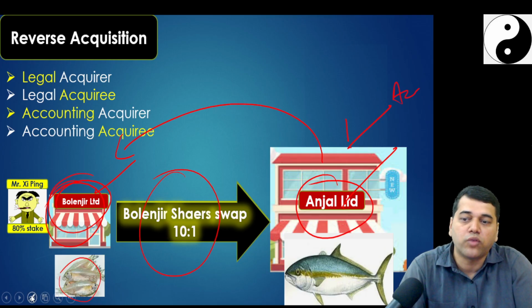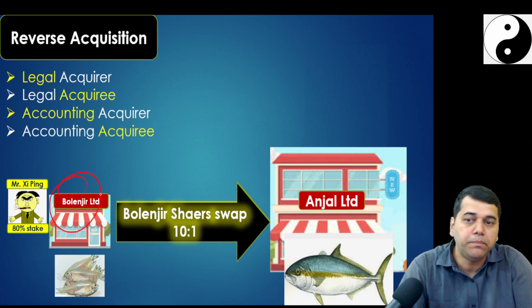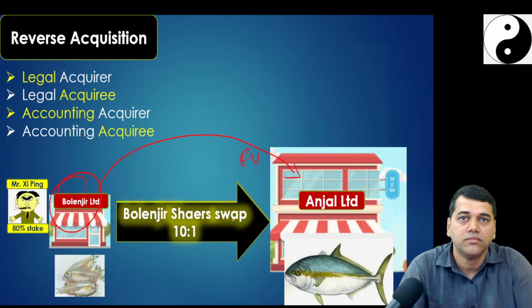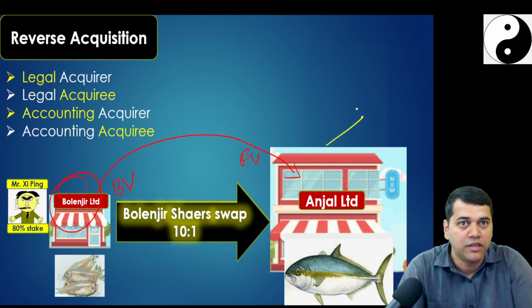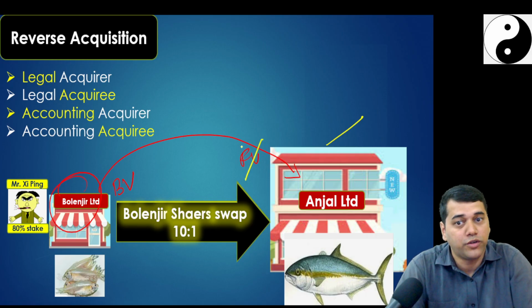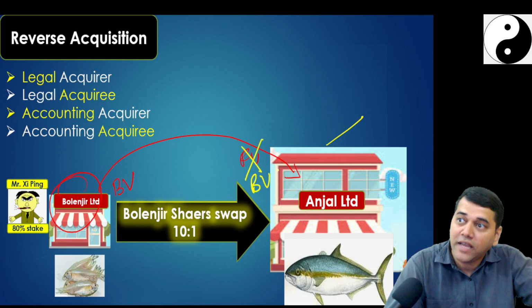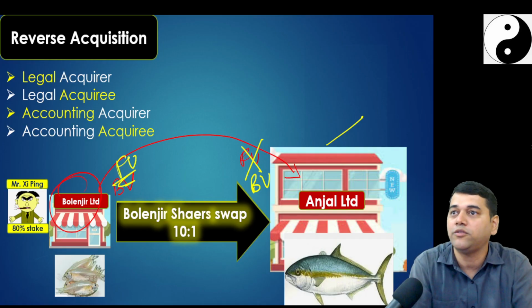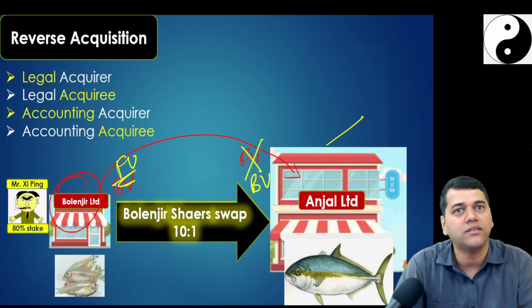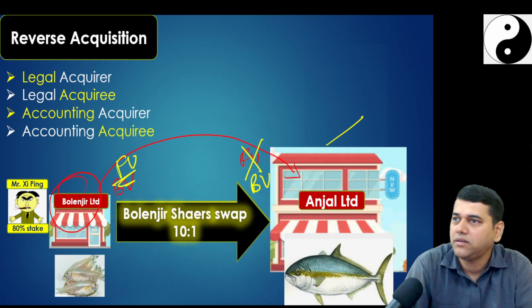Because in this process, what happened? These people take over this at fair value, and Bollinger Limited's financial statements will be at book value. But because of the reverse acquisition, I will treat them as the accounting acquirer, and when you prepare CFS, you have to take book value of the acquirer and fair value of the acquiree. Ulta, reverse acquisition or reverse accounting, finish. That's it. Simple. Simple, no?